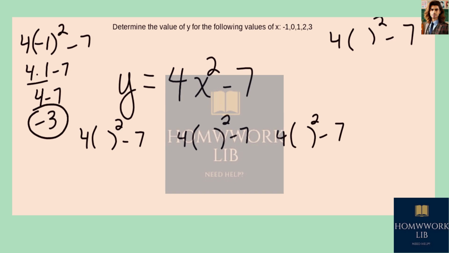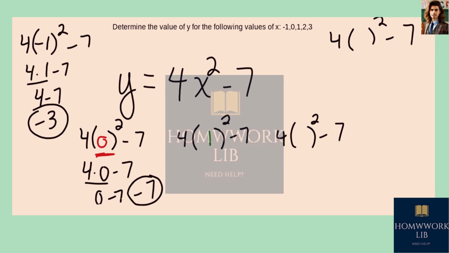Next, we'll plug in the 0. By plugging in a 0, this actually gives us very easy math because we do know that 0 squared is 0. This leaves us with 4 times 0, or 0 minus 7. 0 decreased by 7 is -7.